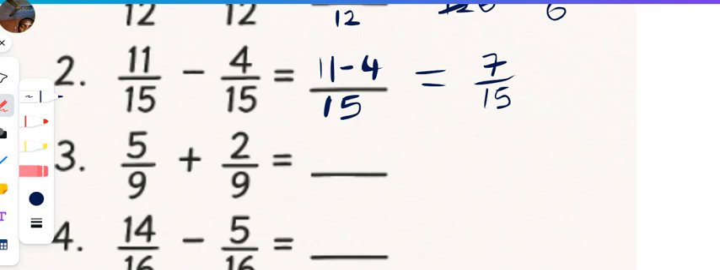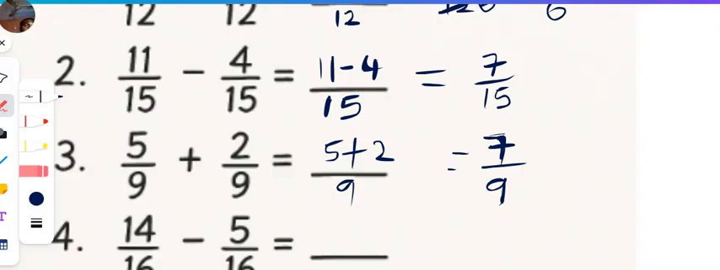What about the next example here? Just pick this 9 and then add the numbers up. 5 plus 2. And that's going to be 7 over 9. That one cannot be broken down into the lowest terms. This is the lowest term already. 7 over 9. I'm going to write it like this. Can you see that?